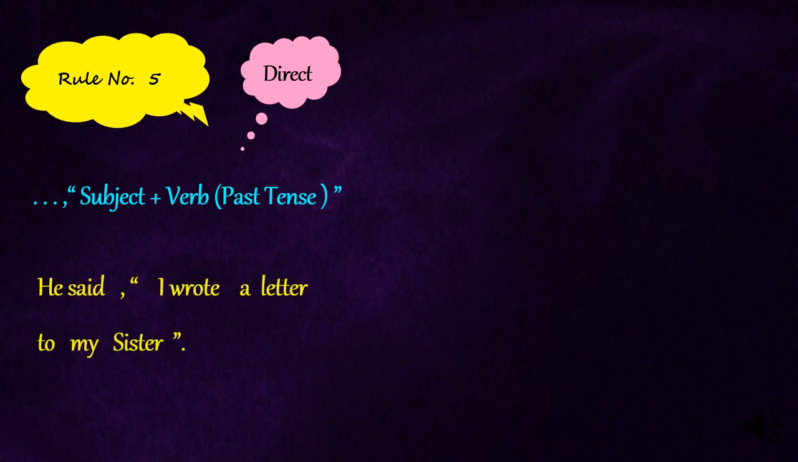Next is rule number 5. Let's consider the template of a sentence which is given to you in direct speech: a subject followed by a verb which is in past tense. Let's take this example. He said, "I wrote a letter to my sister." So what are the things that we need to change? Comma, open quotes, close quotes, the pronoun "I" followed by the verb, and then "my." These are the changes when we need to convert from direct to indirect.